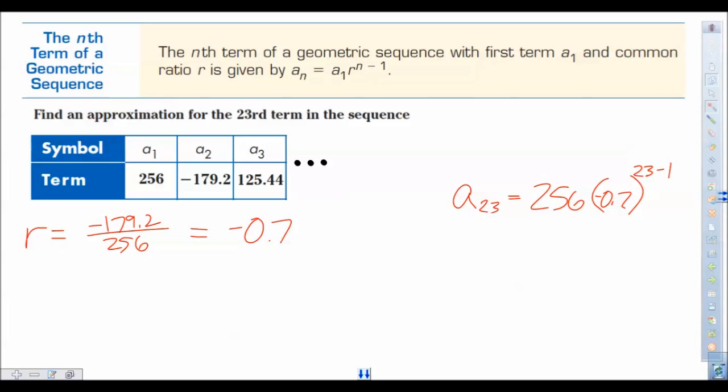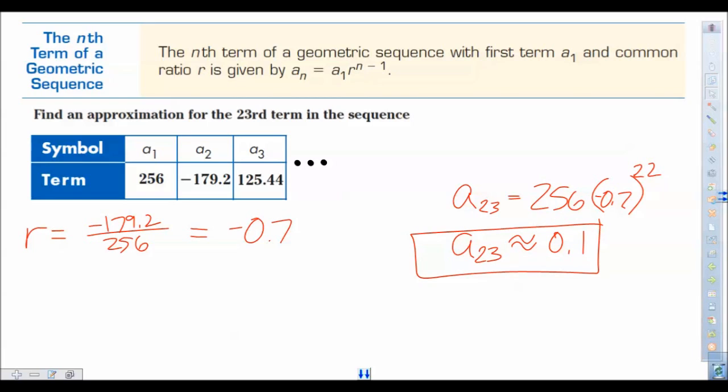Substituting all the known information in here, we don't know the 23rd term, we're trying to find it. We know the first term is 256. We know that R is -0.7, and we know that n is 23, and we subtract 1. Now remember, this 23 minus 1, just simplify that and call it 22. Now we can just throw that into the calculator and it can spit out our answer for the 23rd term, which is about 1/10.